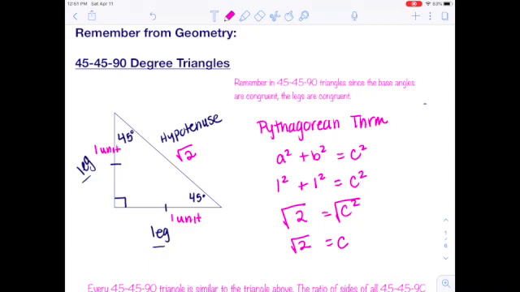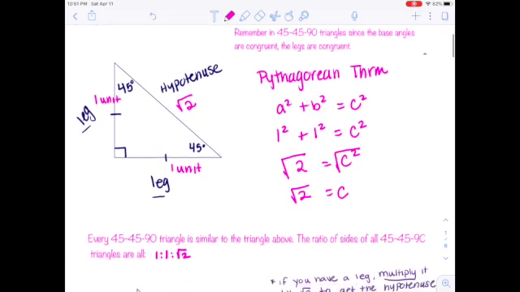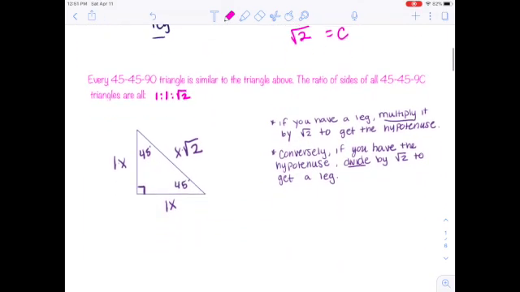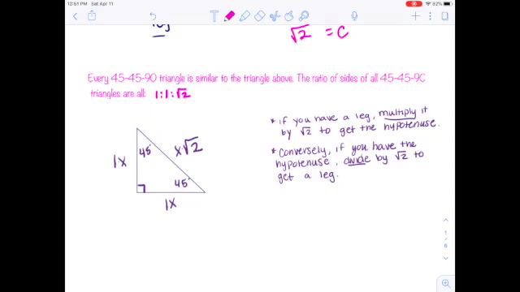So every 45, 45, 90 degree triangle has this ratio. Every 45, 45, 90 triangle is similar to the triangle above. The sides of all 45, 45, 90 triangles are in the ratio of 1, 1, root 2. So if you have one of the side lengths, you can multiply it by the ratio to get the missing pieces without having to always use the Pythagorean theorem.